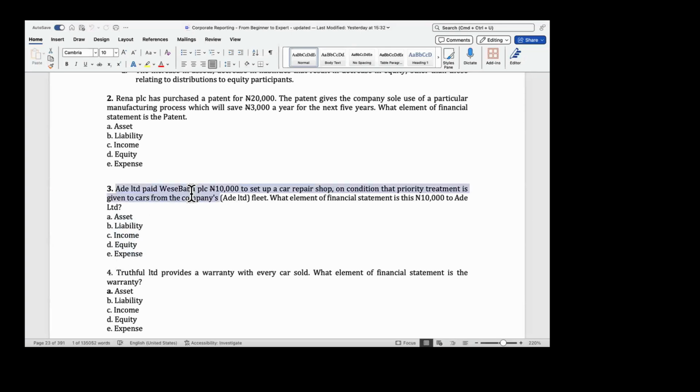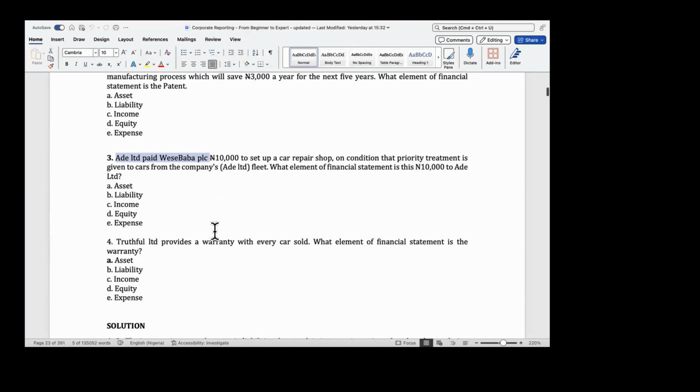It's just a decrease in his assets. That's all it is. A decrease in his assets. He has just given a gift. He has given Ade a gift. Sorry, he has given Wise Baba a gift. It's an expense from the perspective of Ade. Number 4, Truthful Limited provides a warranty with every car sold. What element of financial statement is the warranty? A, assets, B, liability, C, income, D, equity, E, expense. Correct, liability.